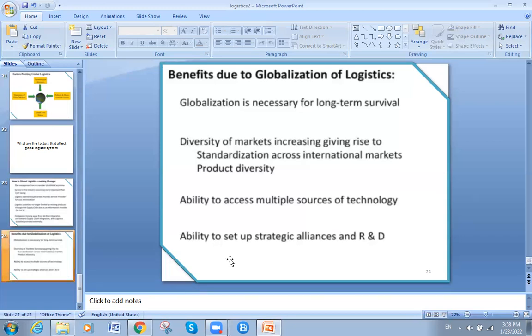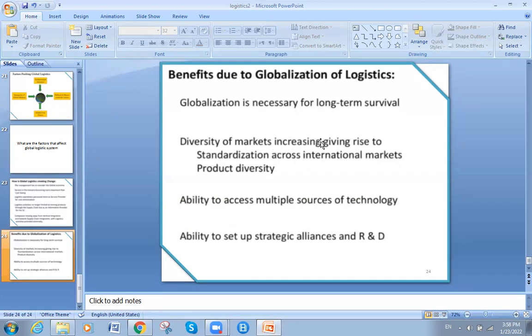So those are very important points. Again, I'll say, now, what are the advantages or the benefits of the globalization of logistics? We cannot avoid it now because it is long-term survival. It's a matter of life or death for any company.